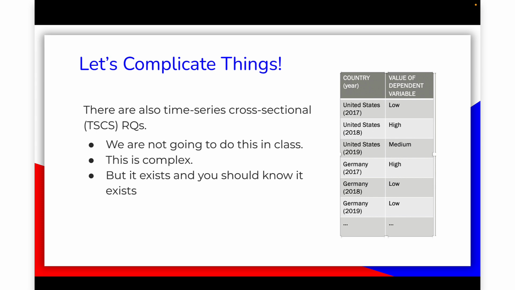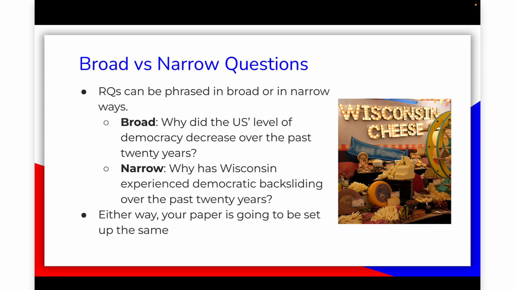My point here is the way that you would handle this is pretty complex, and you are not going to learn about that in this class, but I do want you to know that it exists, and you should be aware of it, okay?